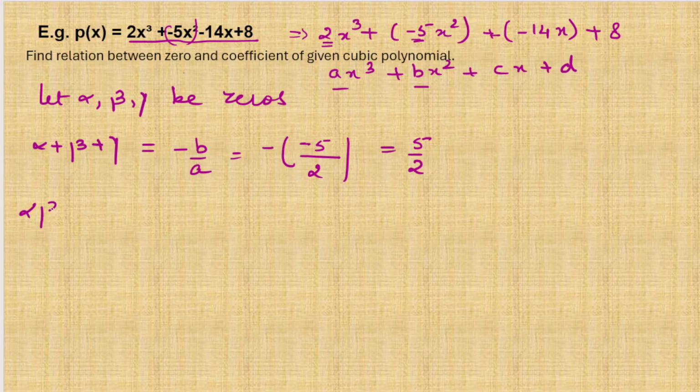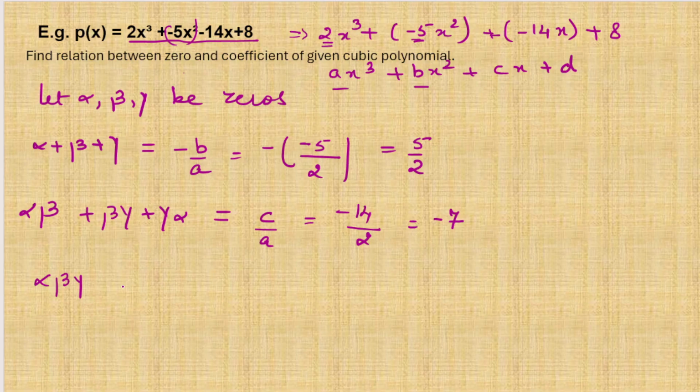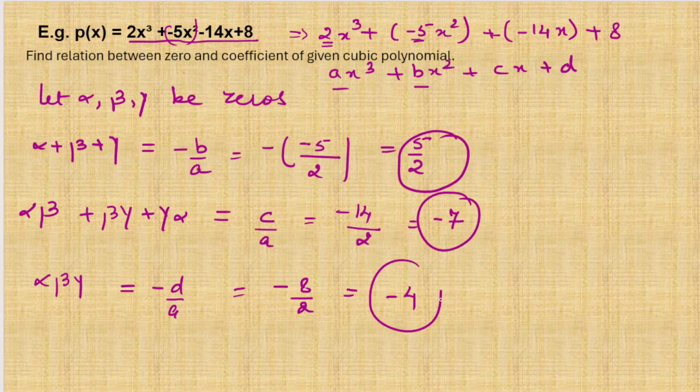Now, alpha beta plus beta gamma plus gamma alpha is equal to c by a. What is your c? c is your minus 14. So it is minus 14 divided by 2 because a is 2. So it is minus 7. Now alpha beta gamma is equal to minus d by a. What is your d? It is 8. So minus 8 divided by 2 is equal to minus 4. So we will get the relationship like this. So in this way, we can find the relation between the zeros and coefficients of the given polynomial.